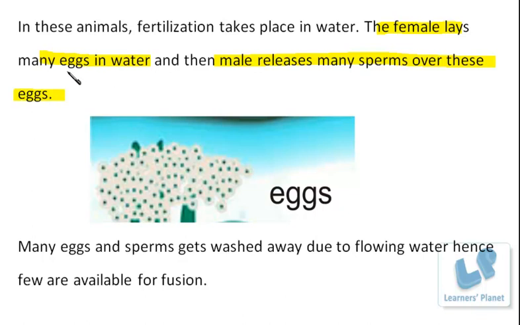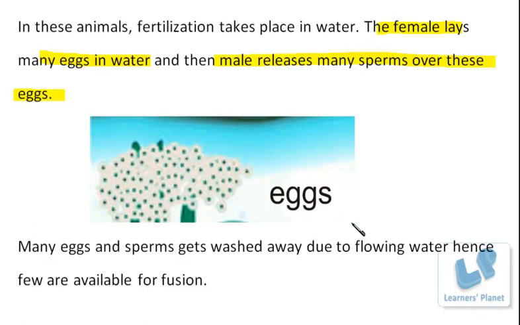Now further, if they come in contact with the male, definitely they are going to fuse. Many of them will flow away in the flowing water, and the others may get fused with each other, right? Now here you can see this picture. This is showing the fertilized eggs of the frogs. So what happens during this process?